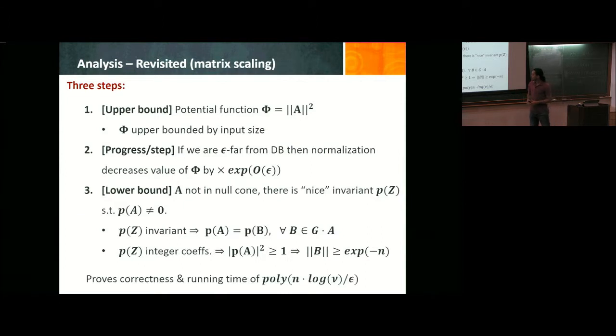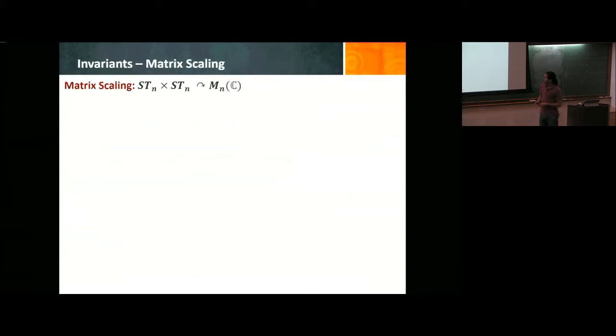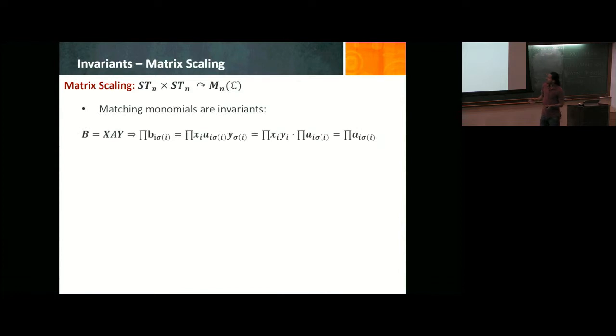Okay, so again, this proves correctness in running time. But what are these invariants? Let's see what are these invariants that we have. In the matrix scaling, Ankit showed in his previous lecture that the invariants here are the matching monomials, right?